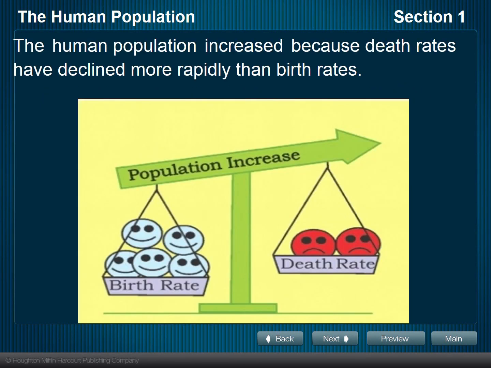The dramatic increase in the Earth's human population in the last 200 years has happened because death rates have declined more rapidly than birth rates. Death rates have declined mainly because more people have access to adequate food, clean water, and safe sewage disposal. Also, the discovery of vaccines in the 20th century contributed to the decline in death rates.